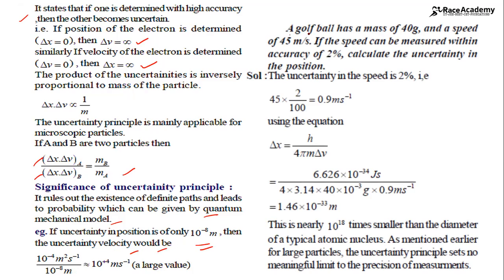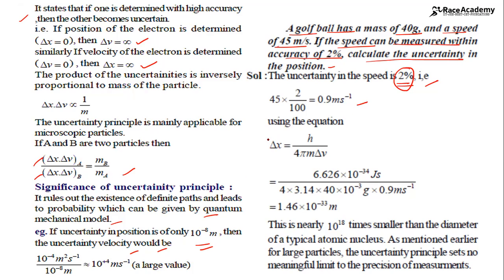Now let's see the problem. A golf ball has a mass of 40 grams and a speed of 45 meters per second. If the speed can be measured with an accuracy of 2%, then calculate the uncertainty in the position. The uncertainty in speed is given as 2%. So 2% is multiplied with 45, and we got 0.9 meter per second.